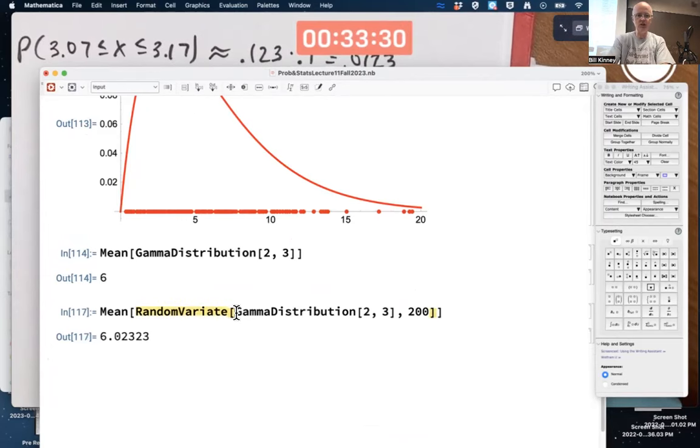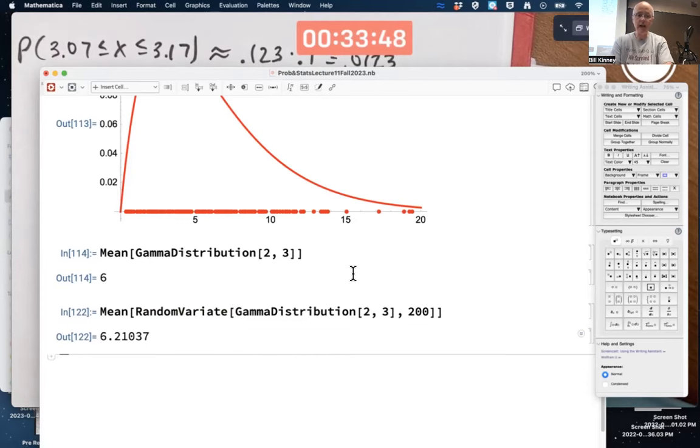Every time you do a simulation, you get a slightly different number, but they're all fairly close to 6. You shouldn't expect it to be exactly 6 because it's a simulation. But it's close to 6, confirming the theoretical mean from the distribution.